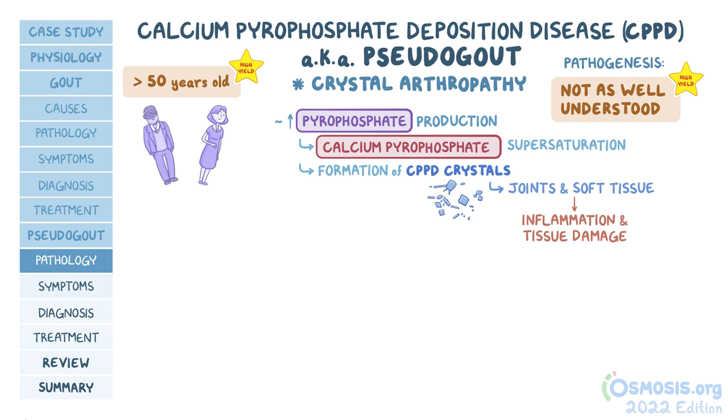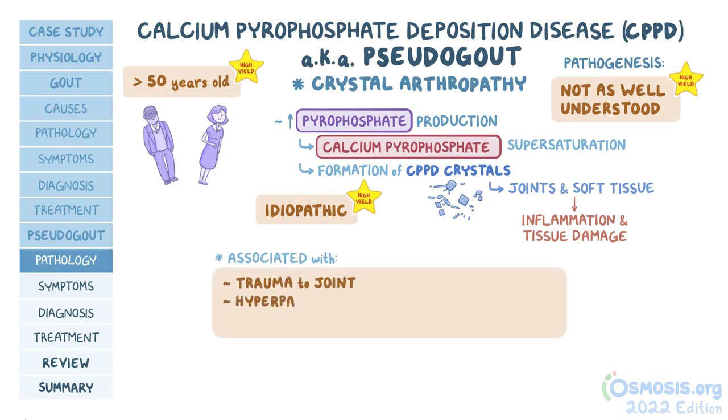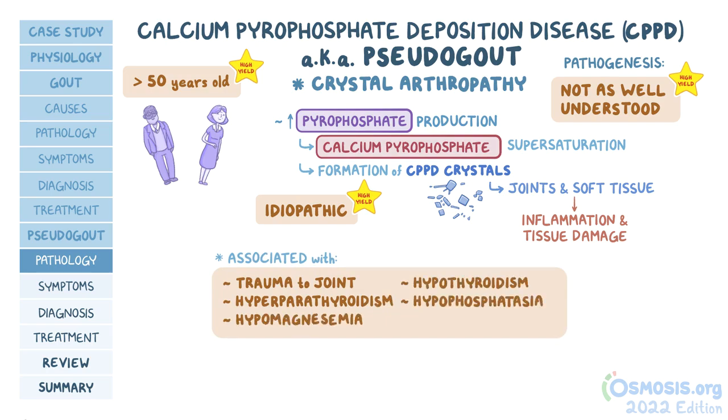Now, the condition is usually idiopathic, meaning its cause is unknown, and it can be associated with certain underlying diseases like trauma to the joint, hyperparathyroidism, hypomagnesemia, hypothyroidism, hypophosphatasia, and hemochromatosis, which is an abnormal accumulation of iron in parenchymal organs.